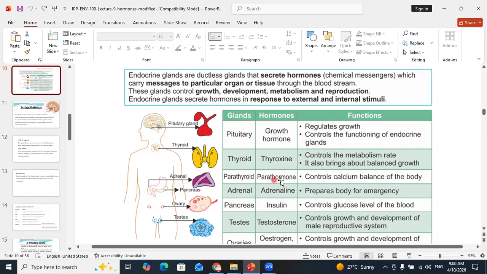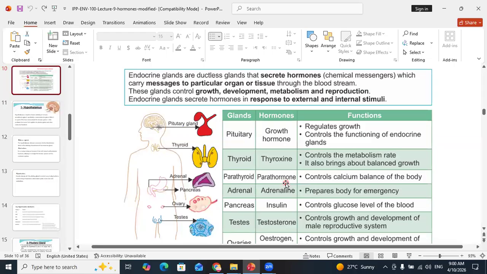The parathyroid gland produces parathormone, and its main function is to regulate the calcium balance in the body. Calcium is not just needed for bone development or bone density. It plays a very important role in muscle contraction. It plays a very important role in clotting of blood. It acts as a signaling molecule. So calcium regulation is very, very important.